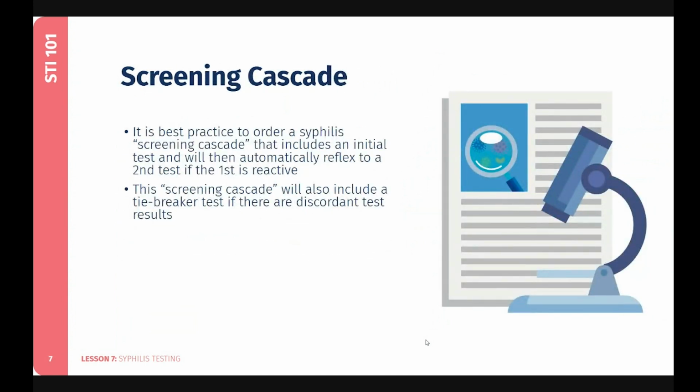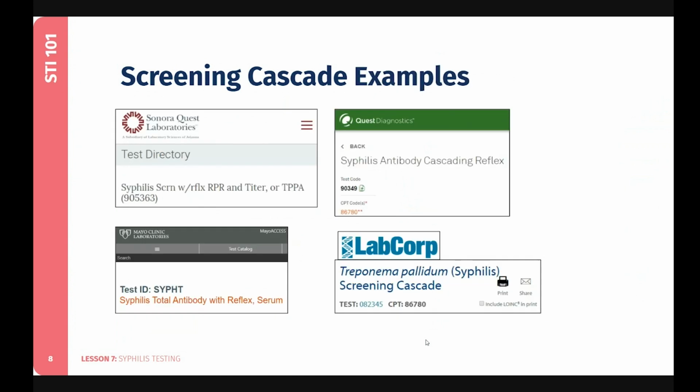It is best practice for a provider to order a syphilis screening cascade that will automatically reflex to a second test if the first is reactive. Remember, both the treponemal and the non-treponemal use a blood specimen, so it is possible to run both tests using one blood sample. This screening cascade will also include a tiebreaker test if there are discordant test results. There are several labs that offer screening cascades. Please keep in mind the test menus and codes may change, but here are some examples of cascade options that were available at the time this training was created.